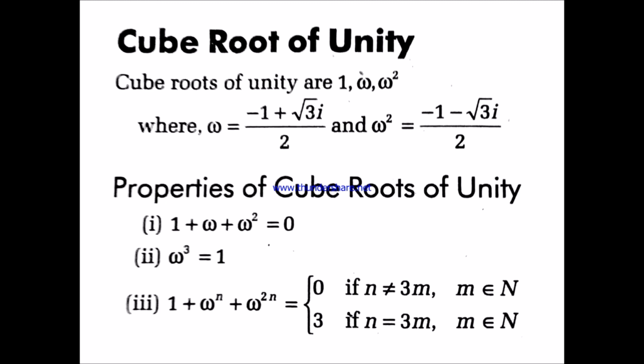Now, until this point, suppose there is an equation where x is a variable, x cube is equal to 1. Until we knew complex numbers, what did we say? That if x cube is equal to 1, then x is also equal to 1. Why? If we solve it, x cube equal to 1 can be written as x cube minus 1 equal to 0, and we can factorize it as x minus 1 into x square plus x plus 1 equal to 0.